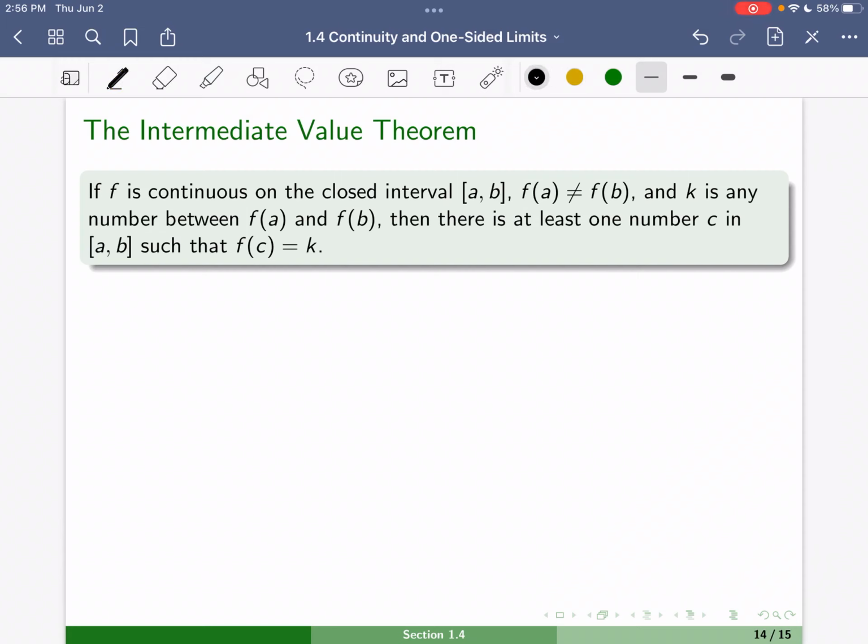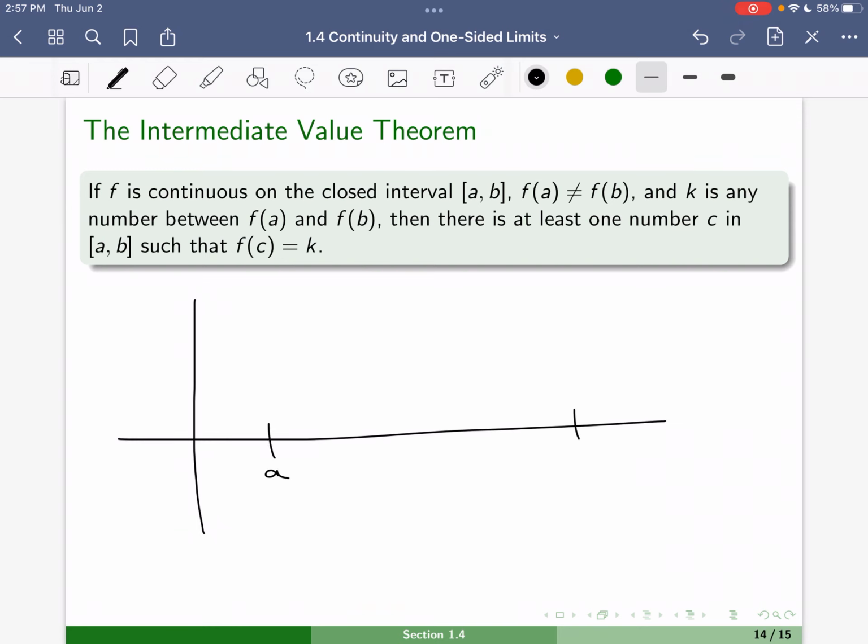In this video, we are going to look at the intermediate value theorem. And this is what the theorem tells us. If f is continuous on a closed interval from a to b, and f of a is not equal to f of b, and k is any number between f of a and f of b, then there is at least one number c in the closed interval from a to b, such that f of c is equal to k.